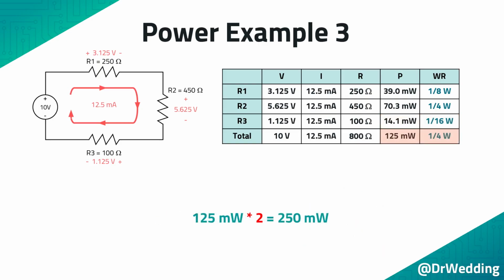The total power is not a resistor. It is the minimum rating the power supply needs to be in order to power the circuit. Some people may use a larger safety factor for the total, but in this series I will calculate it with a safety factor of 2, just like the resistors. The total power is 250 milliwatts, so the power supply must be at least a 1/4 watt supply.